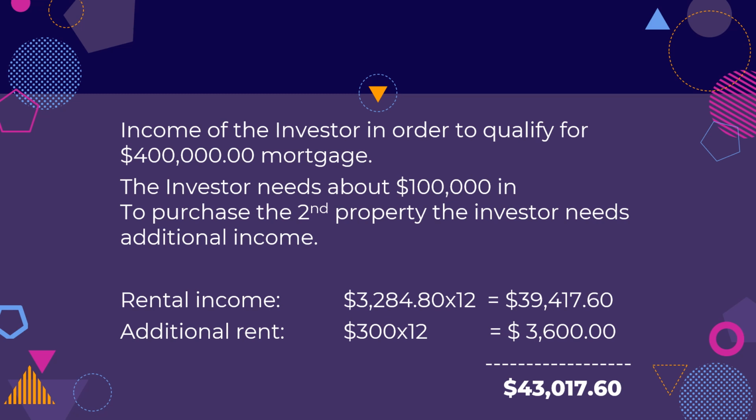In case the tenant buyer is paying an additional rent of $300, then you as an investor will have an additional income of $43,017.60. Don't forget, you will also have your mortgage, which the bank will be taking into account, and your property taxes for this property. So we'll have to minus that, but still it's way more income than your expenses. So this has a positive impact.